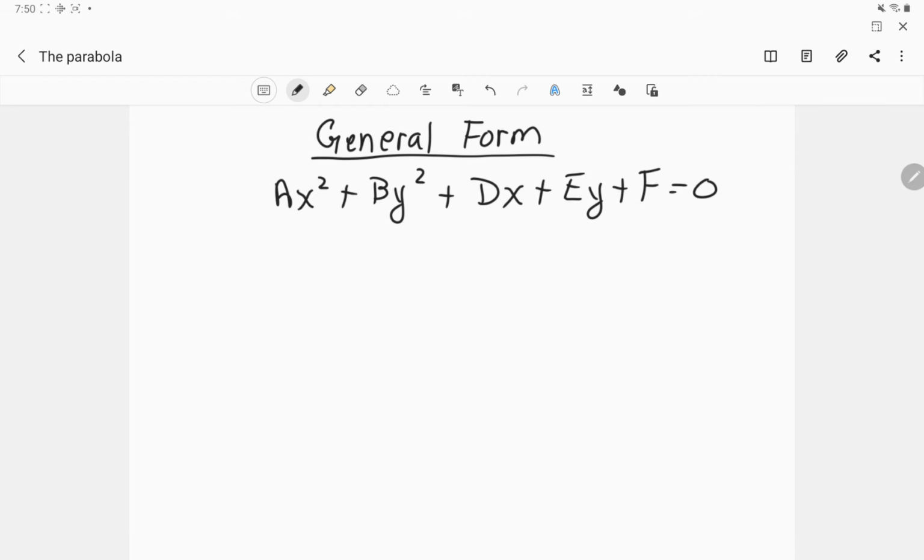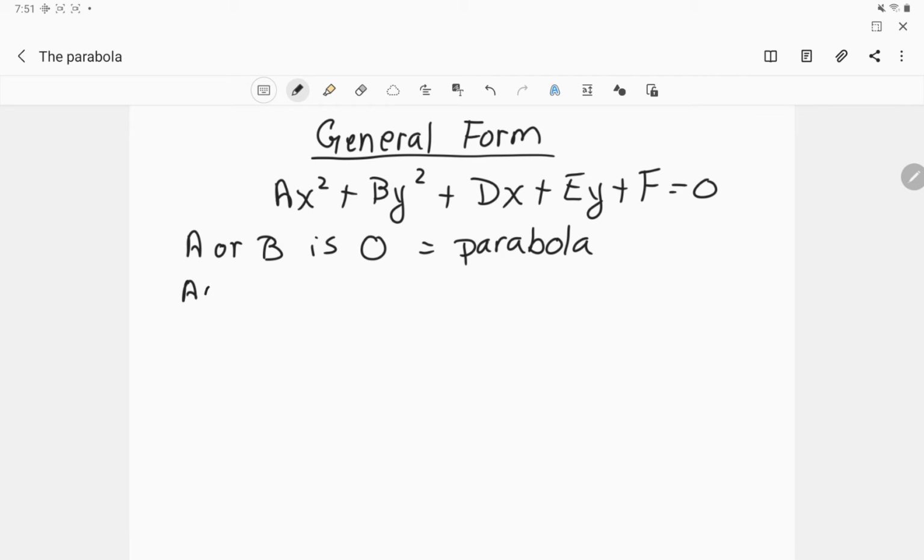Now, if your a or b is 0, meaning you don't have an x squared or you don't have a y squared, then you have a parabola. Because remember, think back to standard form. Depending if it opens up or down, then the x minus h part is squared, but the y minus k is not. And if it opens left to right, that's reversed. So you're only going to have an x squared or a y squared.